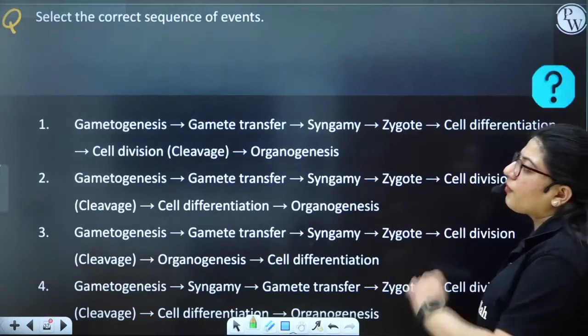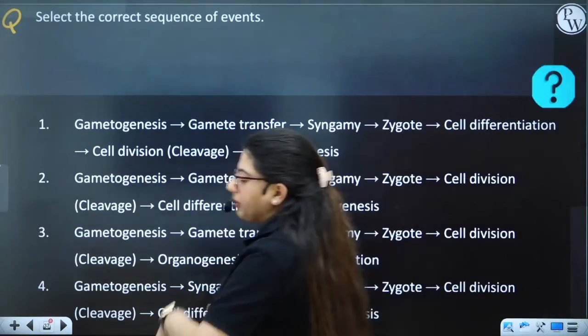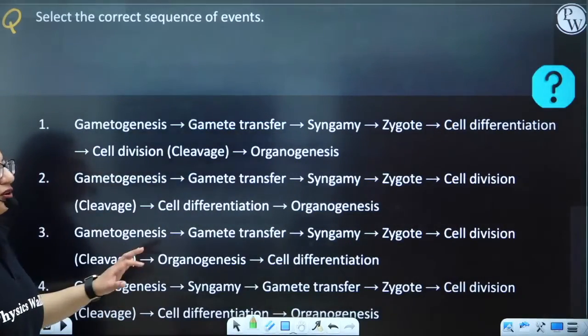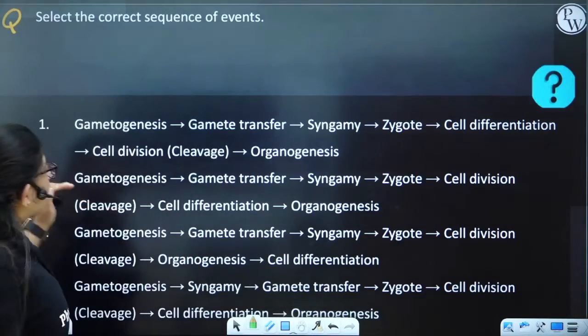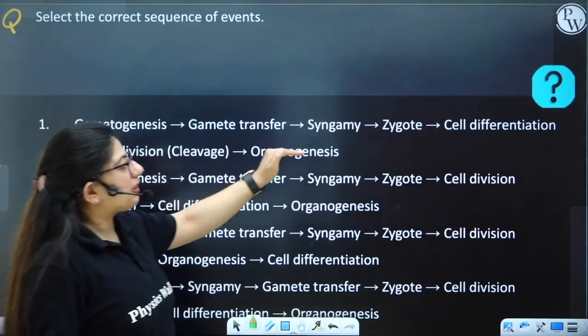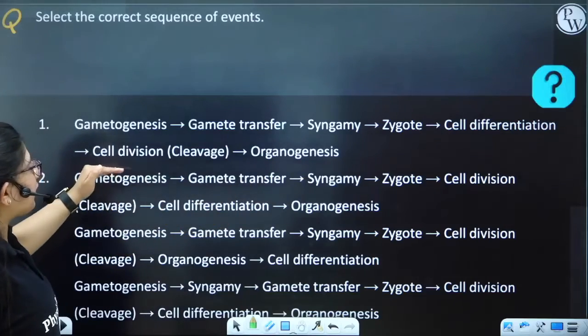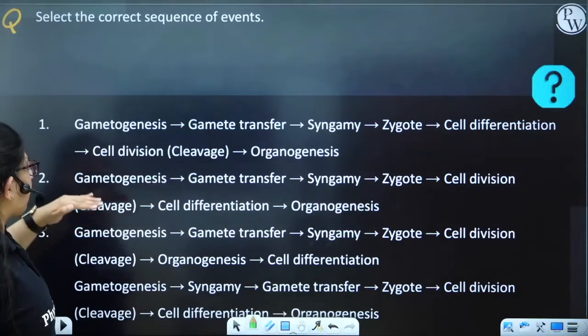Select the correct sequence of events. Okay, so now tell me the different events. That's the first topic of this chapter. Gametogenesis, gamete transfer, syngamy, zygote, cell differentiation, cell division, organogenesis.